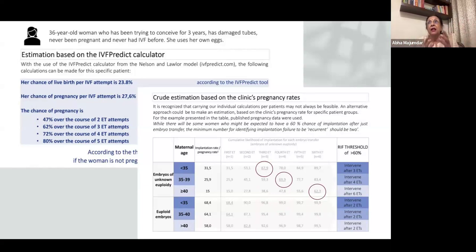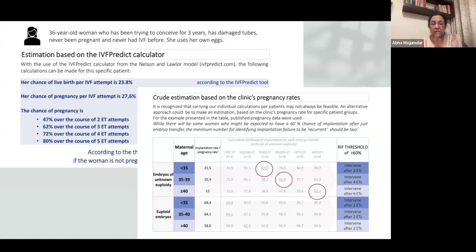Please understand, you have to be patient. You have to convince the patient that your age is such that your chances of getting pregnant would be 1 in 6 embryo transfers. So this has to be explained.